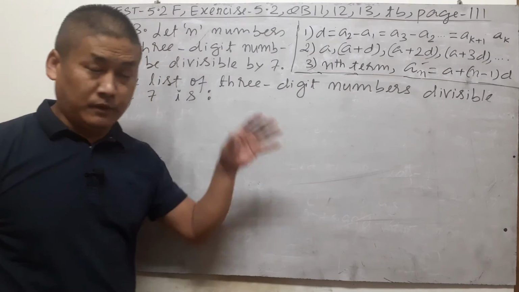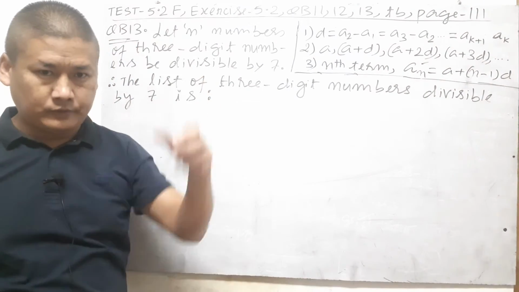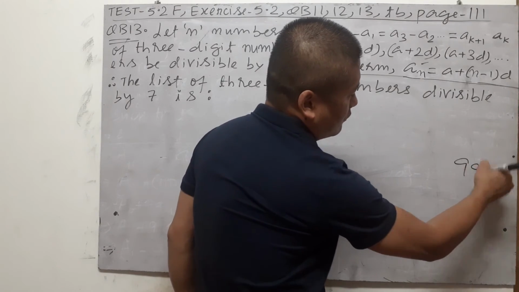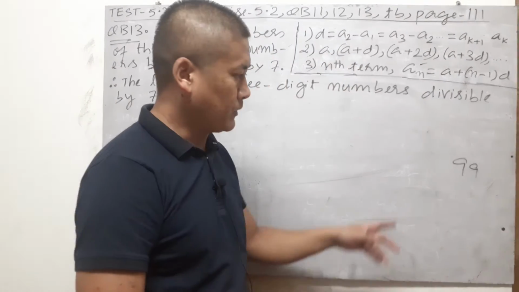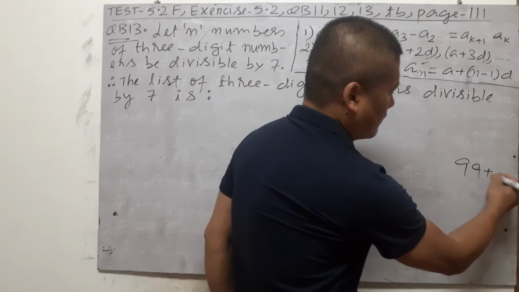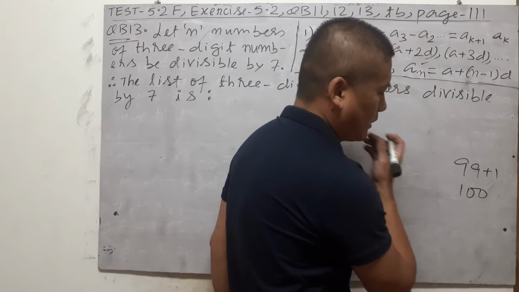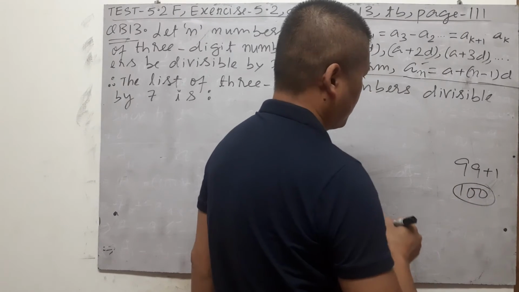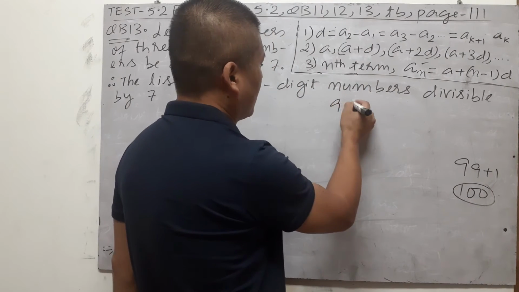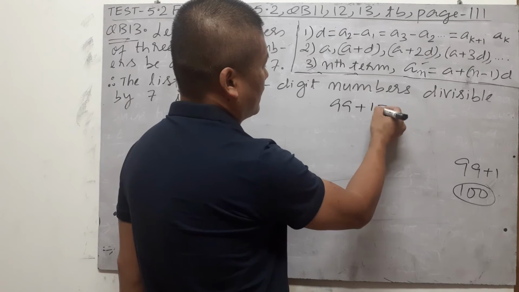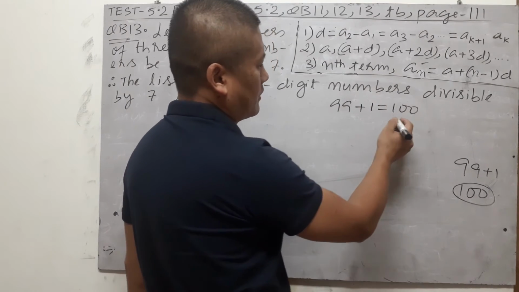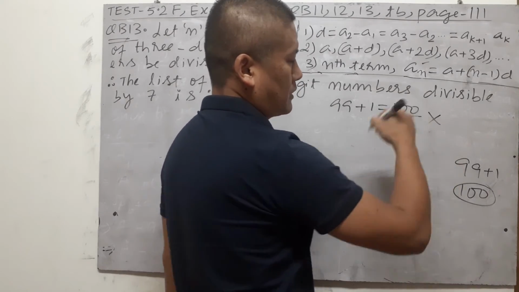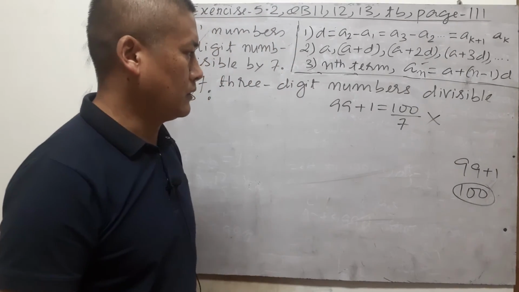Now tell me, let us start with the biggest 2-digit number, which is 99. There is no 2-digit number greater than 99, right? So 99 plus 1 will be the first 3-digit number, 100. So the smallest 3-digit number is 100. You can start from here: 99 plus 1 equal to 100. Is 100 divisible by 7? It does not divide, so this is not included.